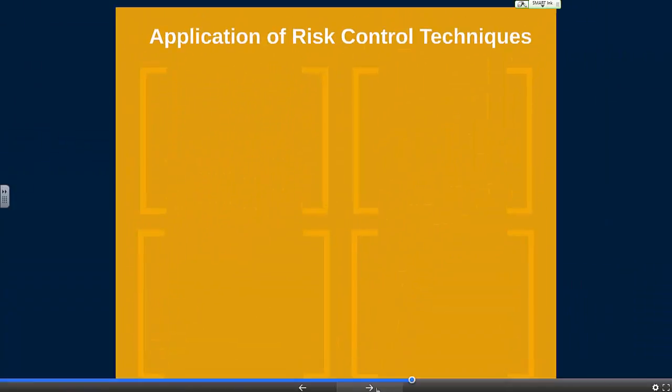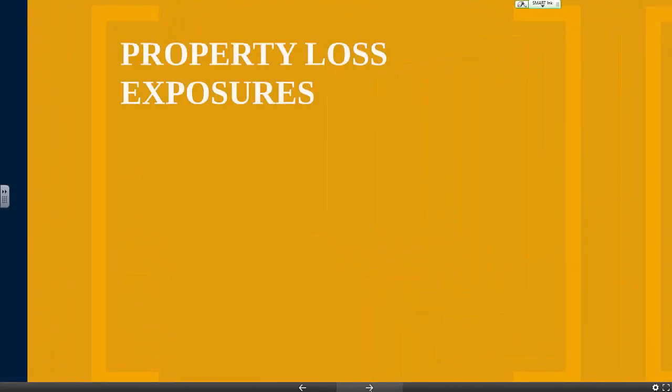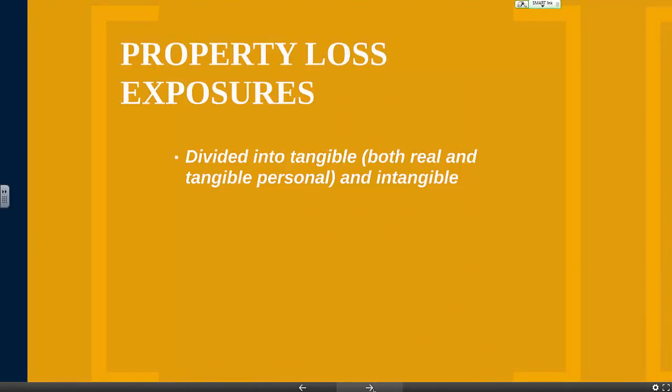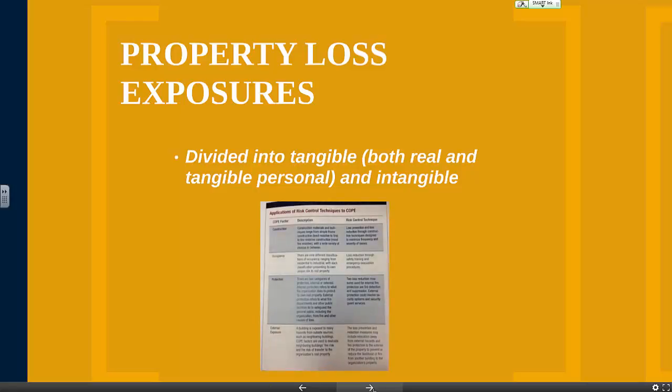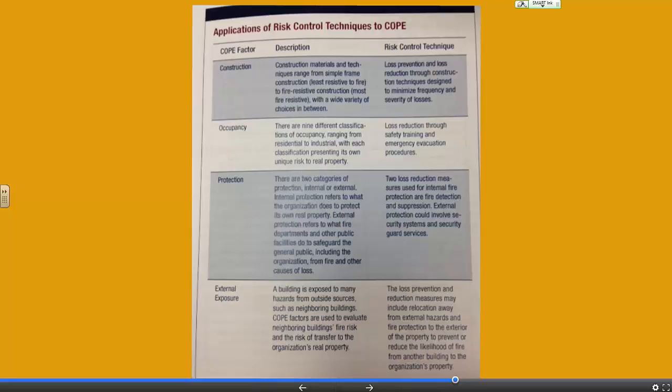Now let's look at applications of risk control techniques. First, for property loss exposures. These should be divided into tangible, both real and tangible personal, and intangible property exposures like goodwill and intellectual property. Especially for tangible loss exposures, risk managers often use the COPE method, looking at construction, occupancy, protection, which is primarily related to fire protection, and external exposure.